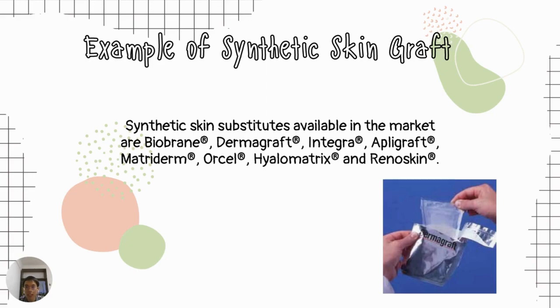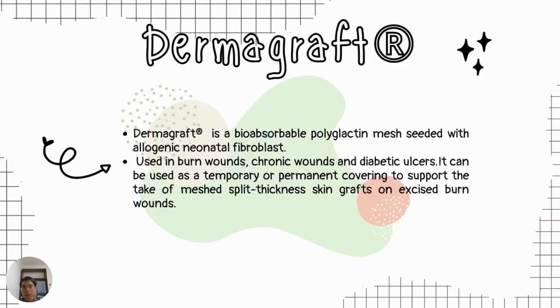Now I would like to touch a bit on synthetic skin graft, and here are the products available like BioBrane, Dermagraft, Integra, Epigraft, and so on. So for the Dermagraft, it is a bioabsorbable polyglactin mesh seeded with allogenic neonatal fibroblasts used to temporarily or permanently cover burn, chronic, or diabetic wounds.